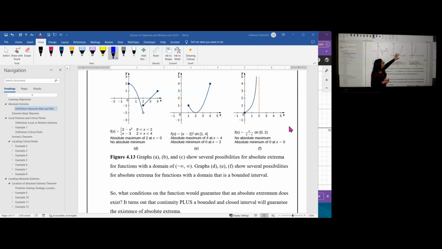When we're looking at it, it's only defined on the closed interval from 1 to 4. The one to its left was also defined on a closed interval from 0 to 4, but we had a jump in the graph. Notice that this one is defined between 1 and 4, and it's continuous. And notice that we do have an absolute maximum value of 4, which occurs at 4, and an absolute minimum value of 0, which occurs at x equal 2.